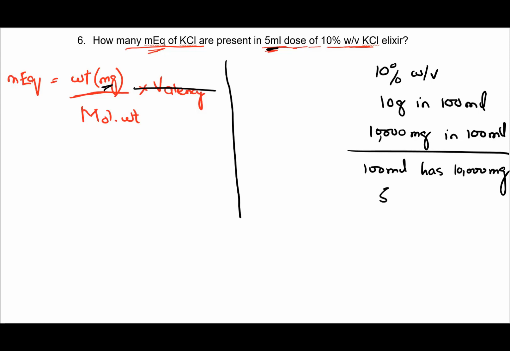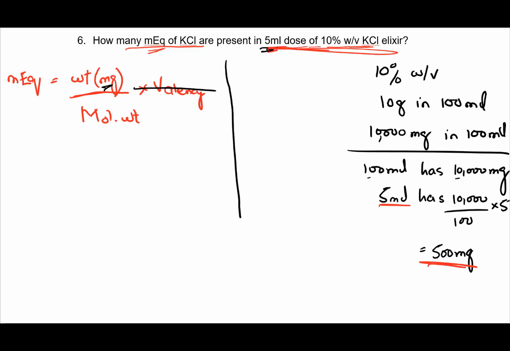So 5 mils will have, because I have to find out in 5 mils, now remember I'm trying to find out the milligrams, so I put it on the right side, and it will be this divided by this, multiplied by 5. So that means these 5 mils have 500 milligrams. So from this concentration I have worked out how many milligrams will be present in this 5 mils.